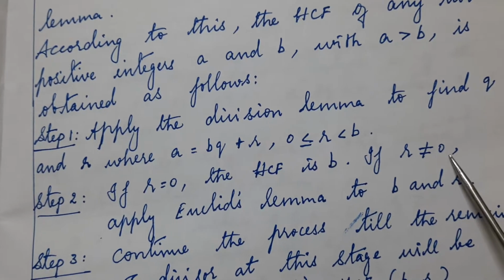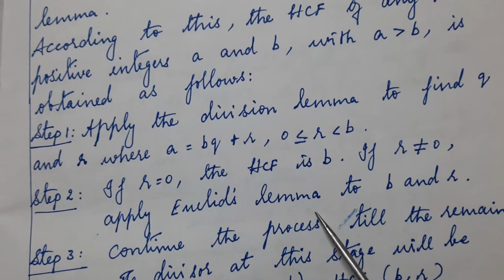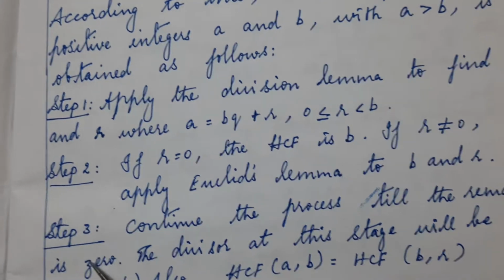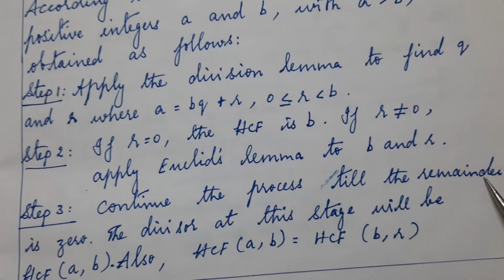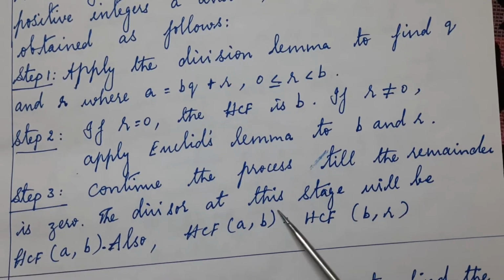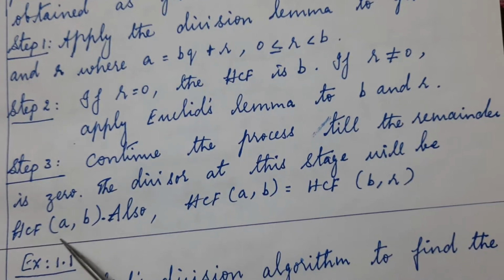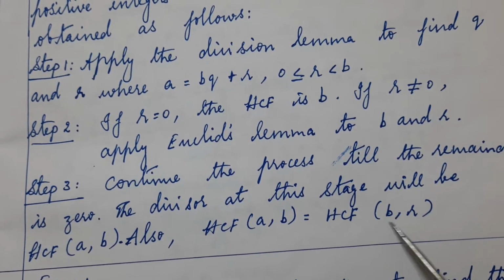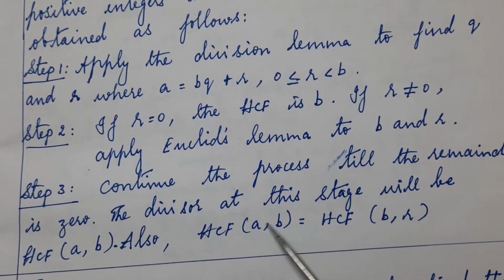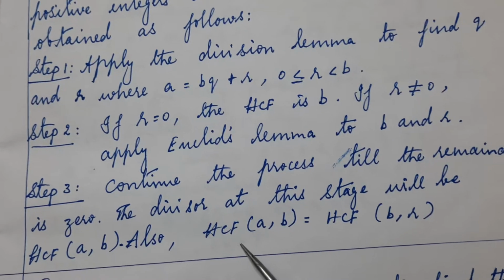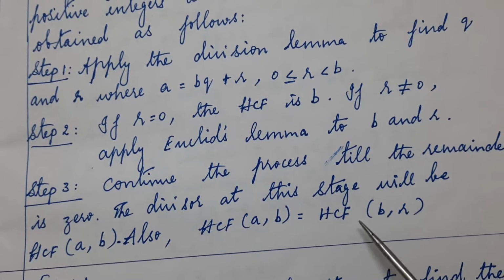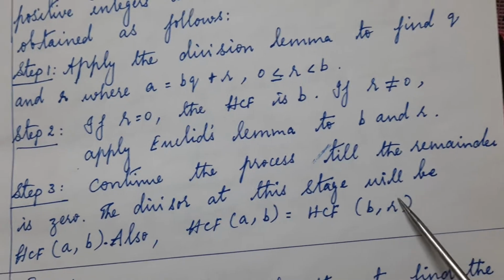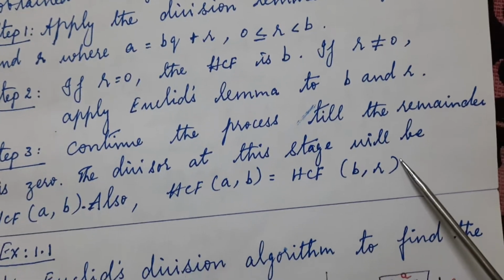If r is not equal to 0, apply Euclid's lemma to b and r, that is the divisor and the remainder. Step 3, continue the process till the remainder is 0. The divisor at this stage will be the HCF of a, b. Also, HCF of (a, b) = HCF of (b, r). That means if you find the HCF of the two numbers, it will be equal to the HCF of the divisor and the remainder. When you do the problems, you will understand clearly. Now let us go to the problems.